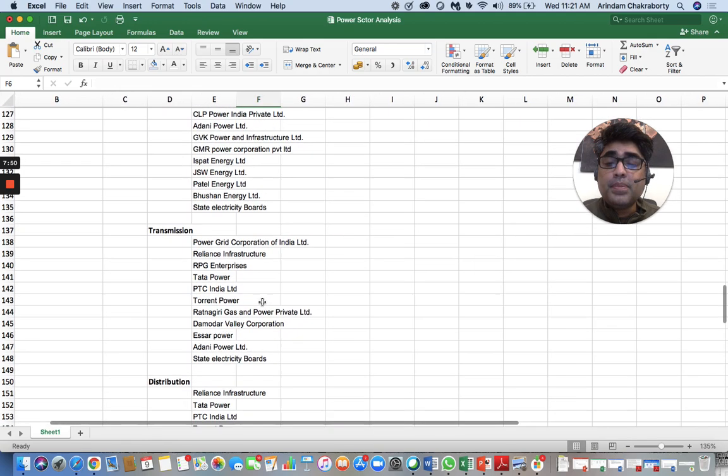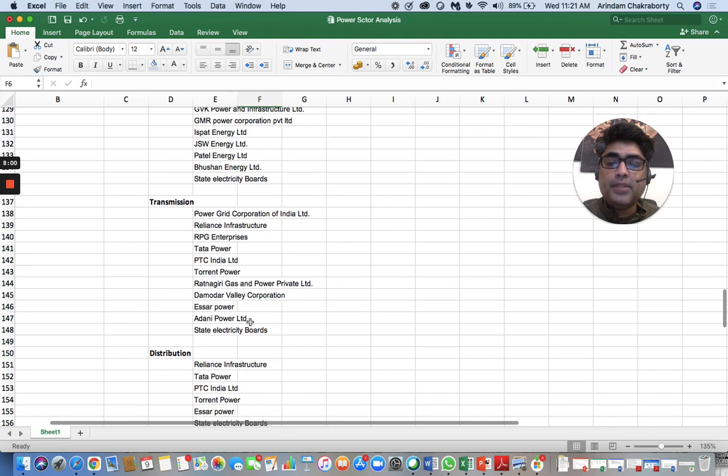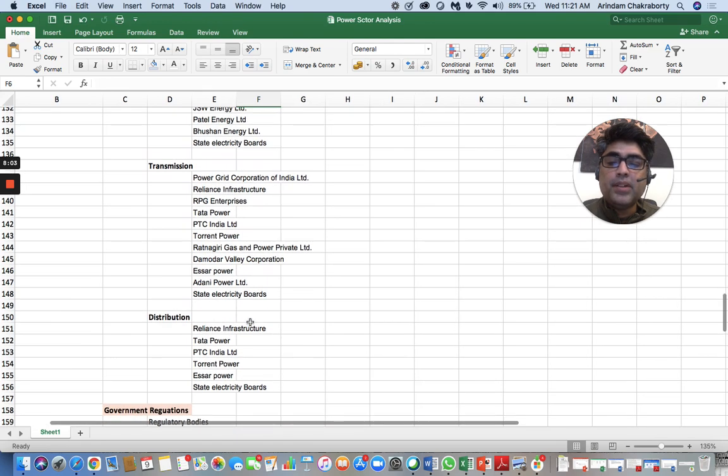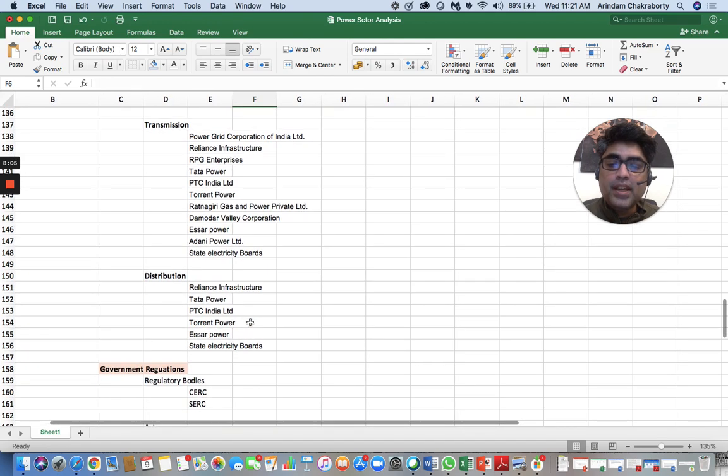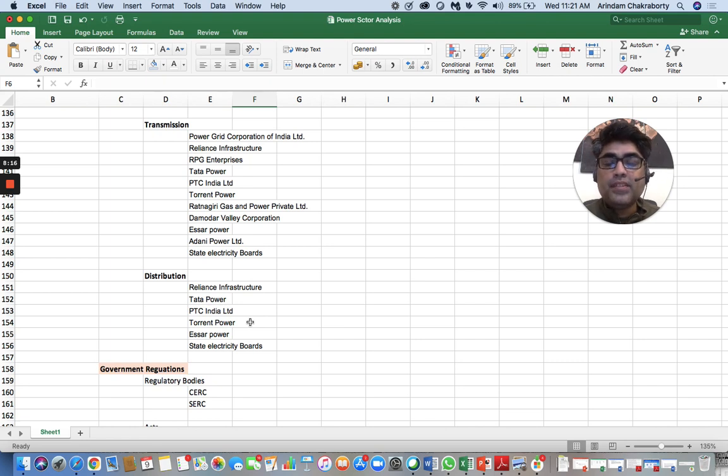In the context of transmission, we have Power Grid Corporation of India, Reliance Infrastructure, RPG Enterprises, Tata Power, PTC India Limited, Torrent Power, Ratnagiri Gas and Power Private Limited, Damodar Valley Corporation, Essar Power, Adani Power, and state electricity boards. And in the context of distribution, we have Reliance Infrastructure, Tata Power, PTC Limited, Torrent Power, Essar Power, state electricity boards, and so on. So we can go to these respective websites and dig deep in terms of understanding aspects around distribution, transmission, and generation, which can really throw some great insights, right?